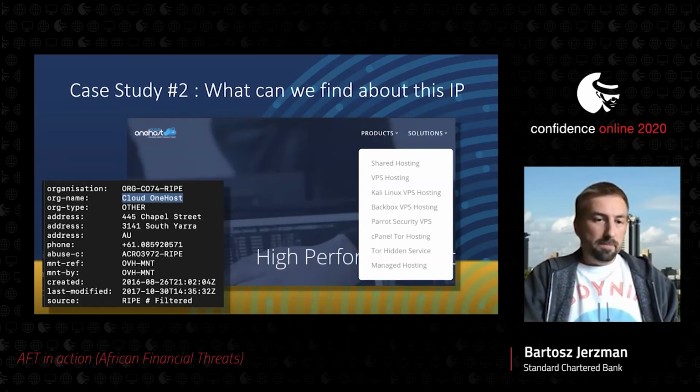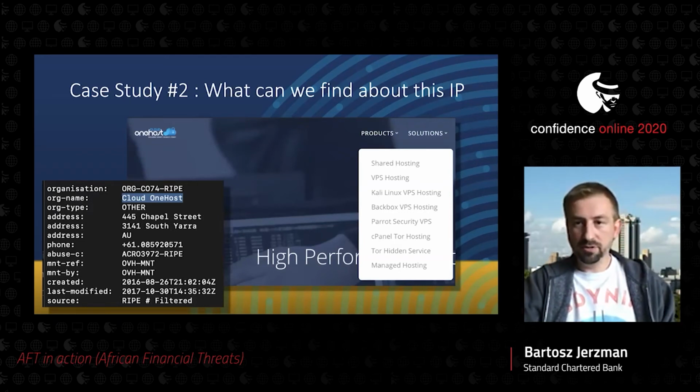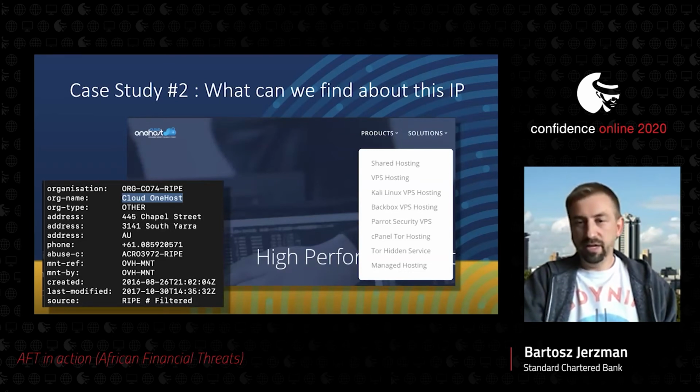In general, it's good to analyze the whois information, and this IP belongs to the Cloud One host. This is a hosting provider that, when you check their products, usually offers hosting of VMs, VPSs connected with offensive security, for example Kali Linux, Parrot Security, and you see Tor hidden services. So that type of VMs.